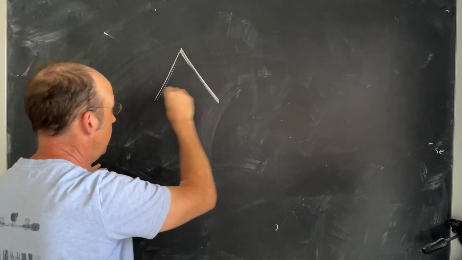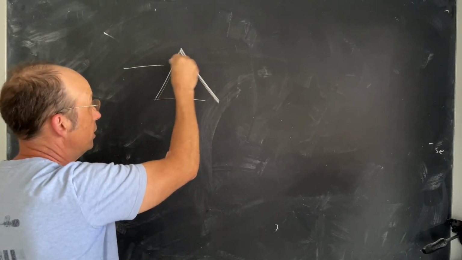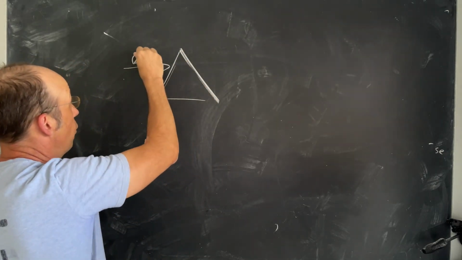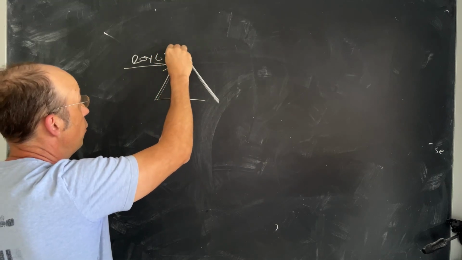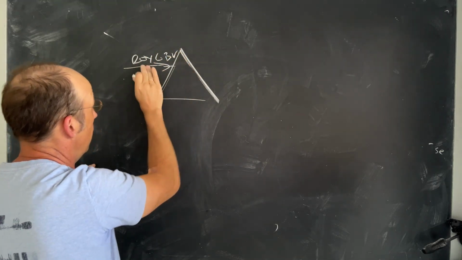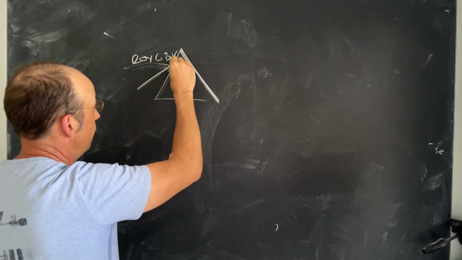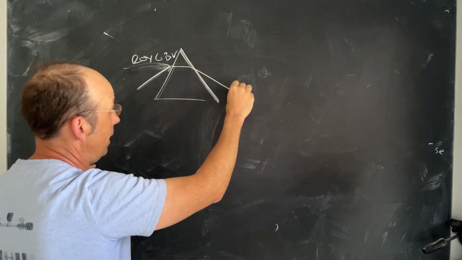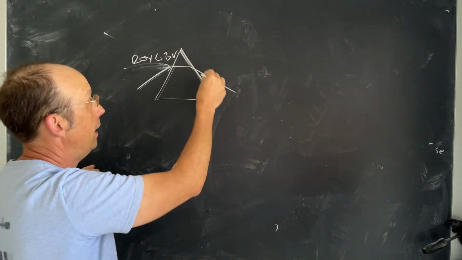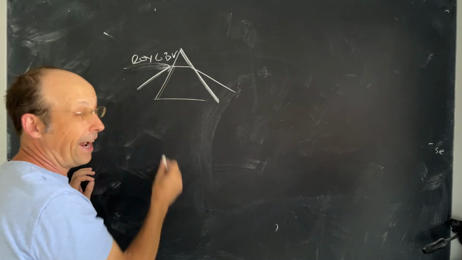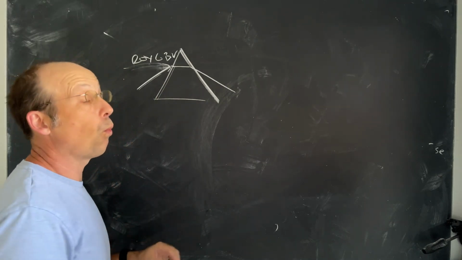This is the classic example. If I have a prism and I shine red, orange, yellow, green, blue, violet light in here, I have to come in at an angle. It's going to refract and refract again, leaving. And it turns out that the index of refraction does depend on the wavelength.